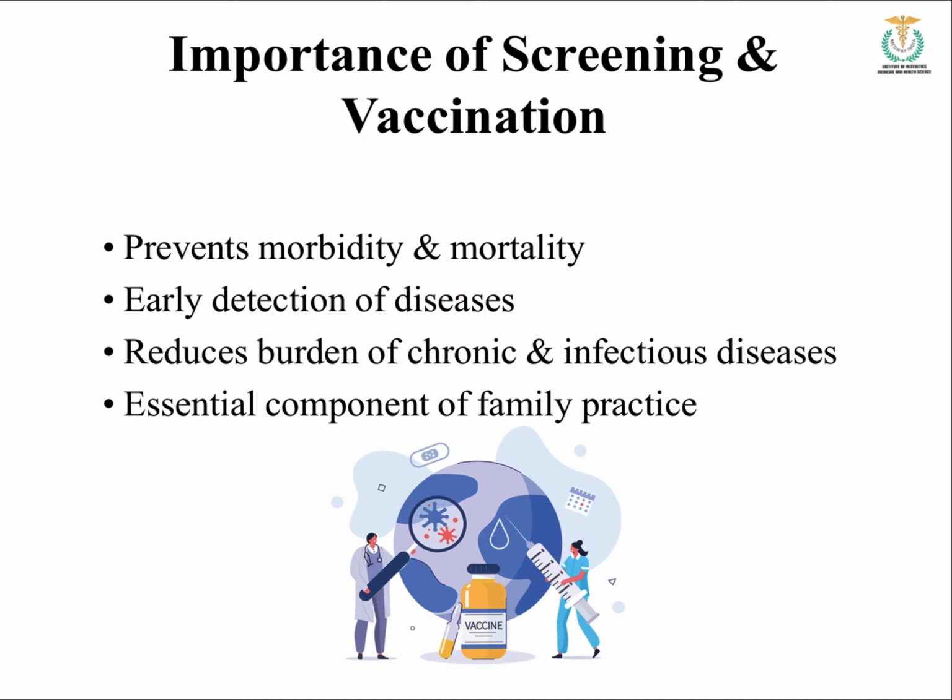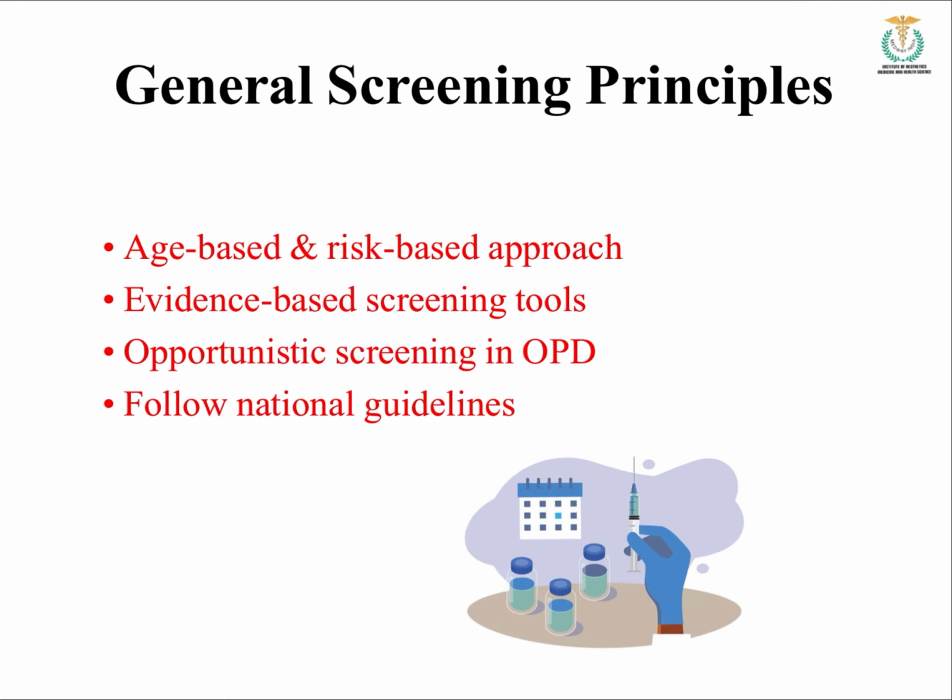Now we come to the general screening principles. General screening principles should be applied with an age based and risk based approach. Use evidence based tools and national programs where available. Screening should balance the benefits, harms, and cost, and only use tests with proven value. Opportunistic screening in OPD is very high yield: you can measure the BP, BMI, and ask about smoking, alcohol, and family history.